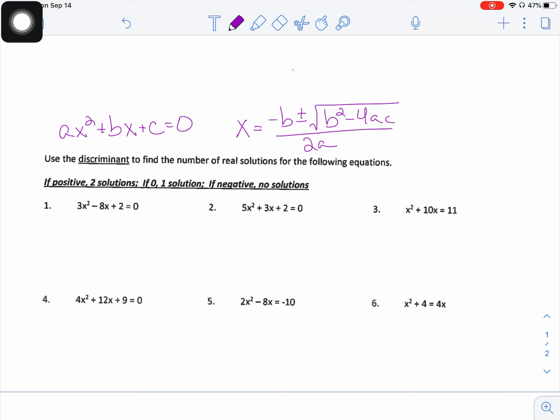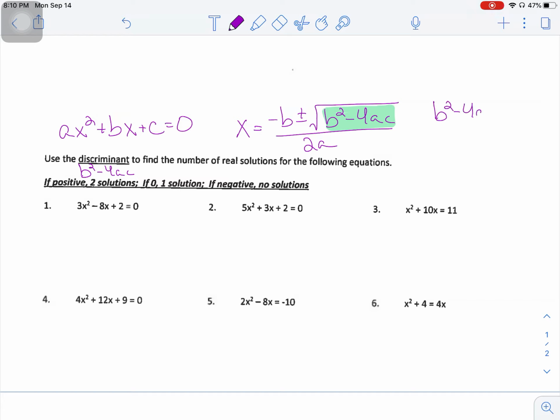So that's all great. What on earth is the discriminant then? The discriminant is specifically this piece of the quadratic formula. Simply, it is the b squared minus 4ac. Now, what does it tell us? Well, it tells us one of three things.